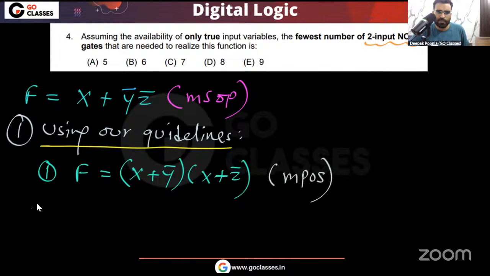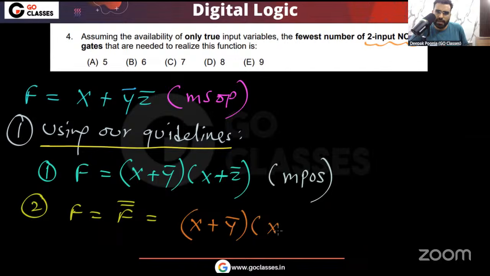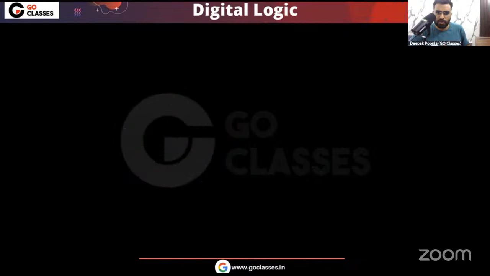So this is the step number one. What was the step number two in our guidelines? That you write F equal to F double complement. So let's write F equal to F double complement. So you can see X or Y bar and X or Z bar, whole complement, whole complement. Correct? Okay. Now here you can just apply the De Morgan law.